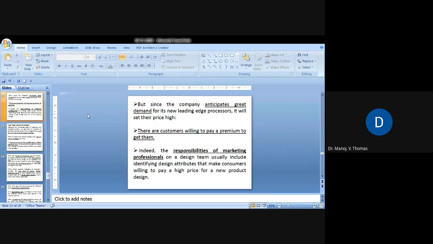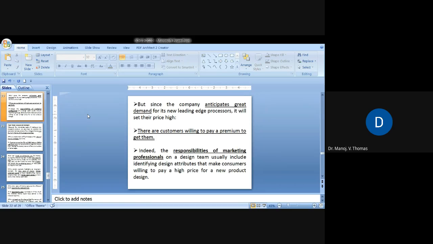But since the company anticipates great demand for its new leading edge processor, it will set the price. The company knows that everybody is waiting for a faster processor. If that is the information the company has, then it can set the price accordingly. Say now everybody is waiting for 5G to come into our place, and a lot of developments will come. So how much will a 5G phone cost? There will be a lot of buyers for a 5G phone, so they will set the price accordingly. There are customers willing to pay a premium to get them.